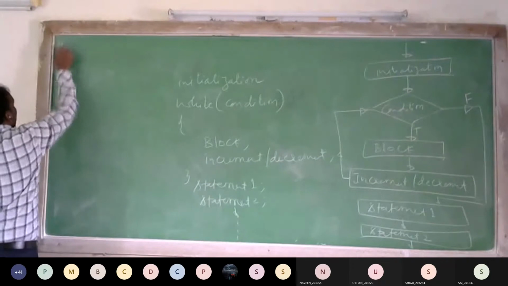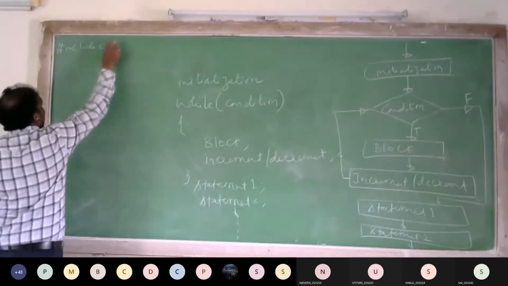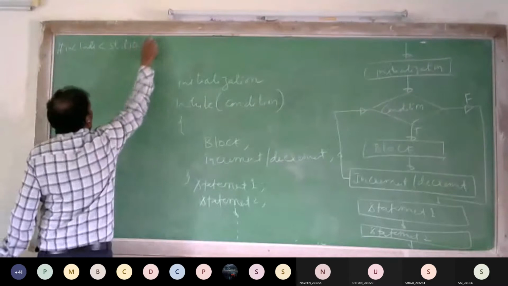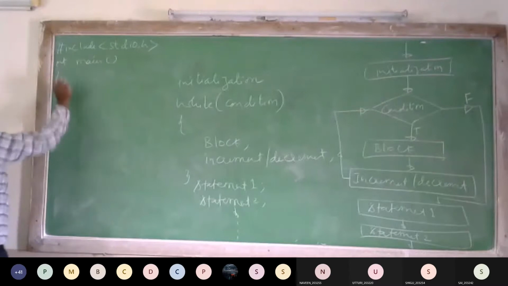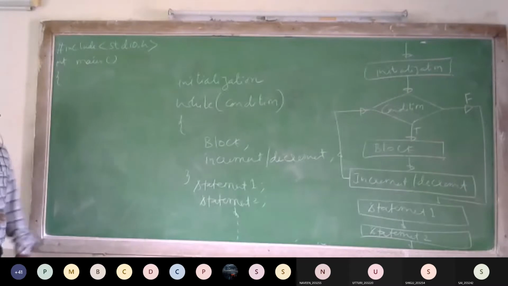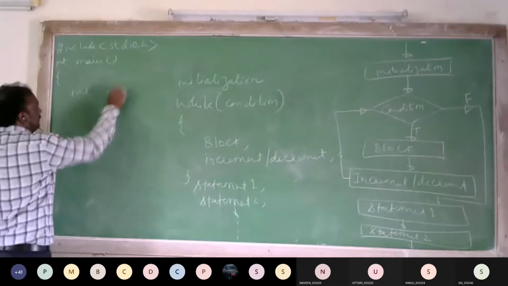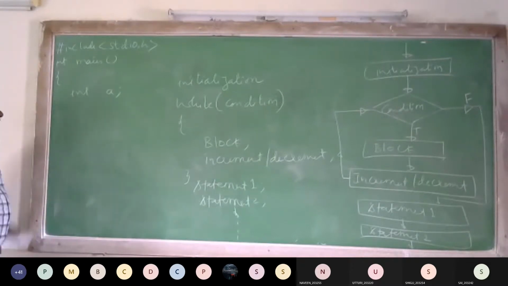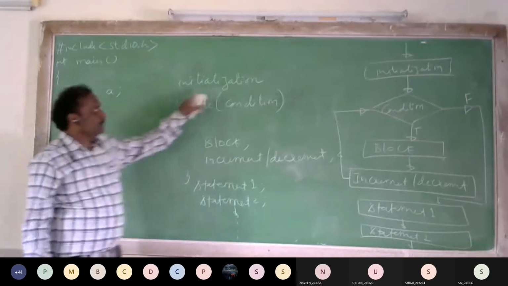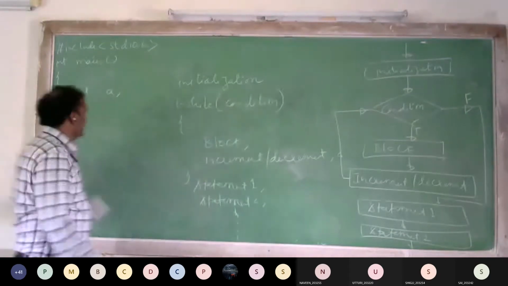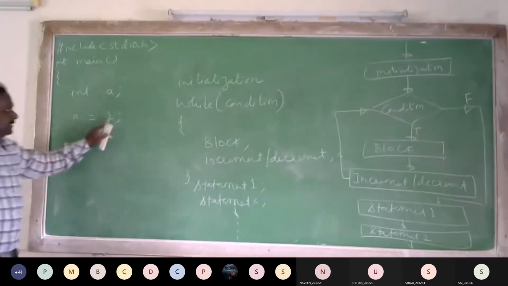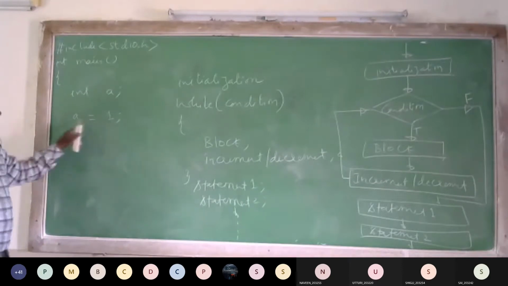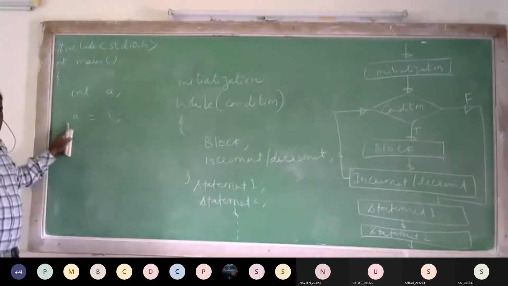What is the first statement? Hash include stdio.h, int main. Now, here I will take one variable a. What is the first step? The first step will be always initialization. So I will assign a is equal to 1. Initialization means what is the initial value for this variable. I have assigned initial value as 1.